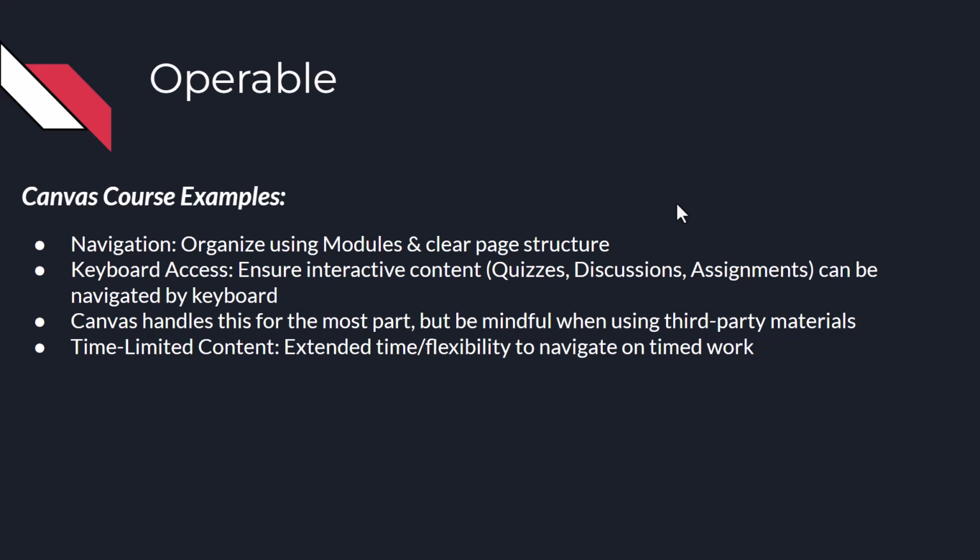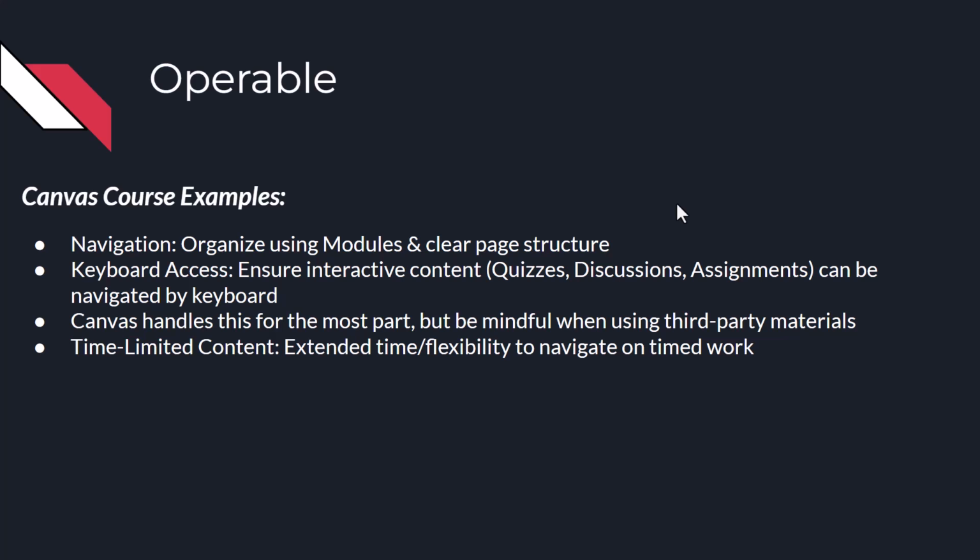But if you're using an external website, something you might want to consider is how that gets operated by somebody that wouldn't be able to use a mouse, or if you're looking at publisher materials. The other thing you can think of is making sure you're flexible on timed work. Just because something is operable doesn't mean that it's easily operable. Take an example of somebody who has no use of their hands, and they have to navigate using a tool that they hold with their mouth.